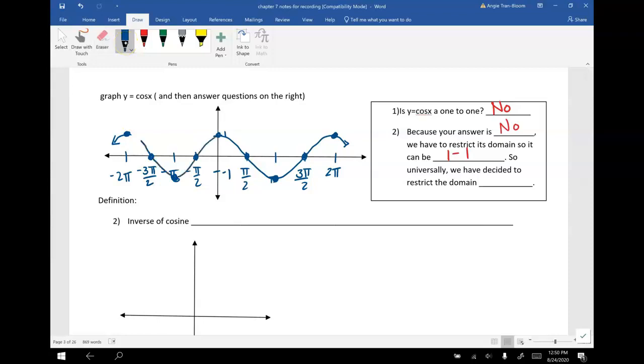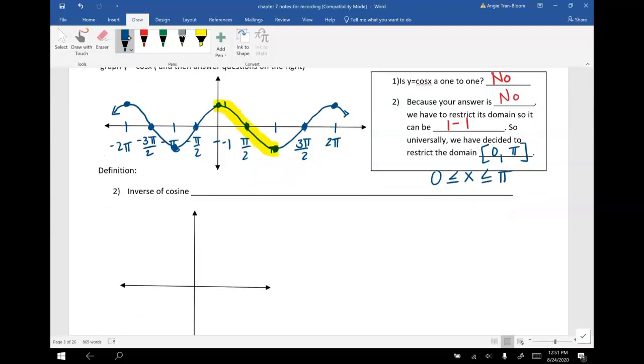So universally, we restricted, I'm going to highlight the restriction part, from here to here. So we're going to fill that in, restrict the domain from 0 to pi. Now, if you like the inequality symbol, you can also write it like this, okay?